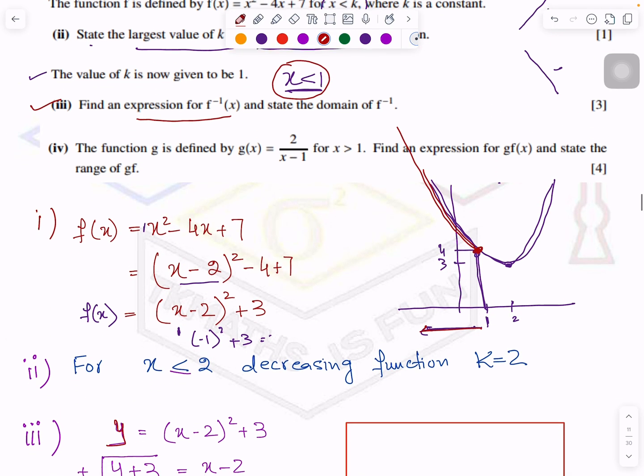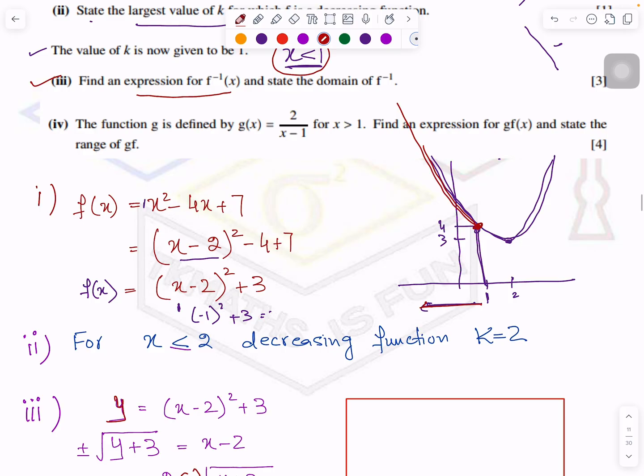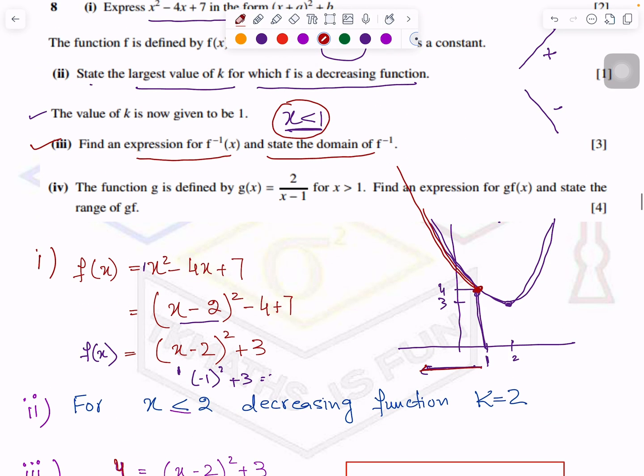Now I have found the inverse function, and now I have to find the domain of the inverse function. Now remember, the domain of the inverse function is the range of the function, because whatever domain the function has will be the range of the inverse function. We know that, right? Similarly, if the question asks for the domain of the inverse function, that will be the range of the function.